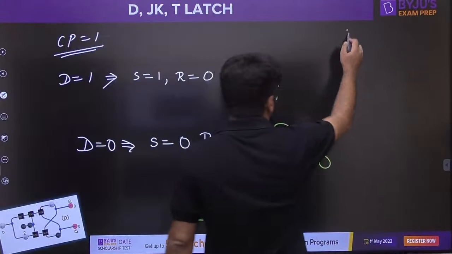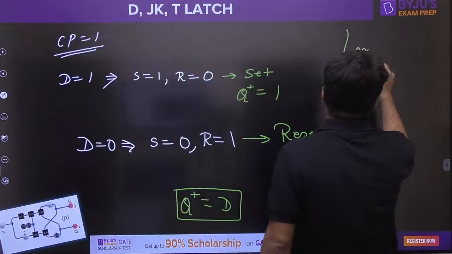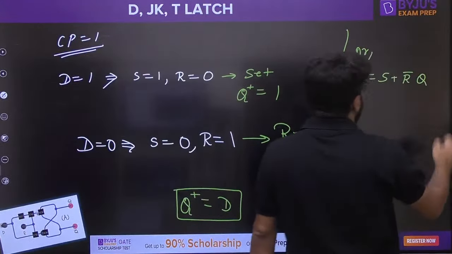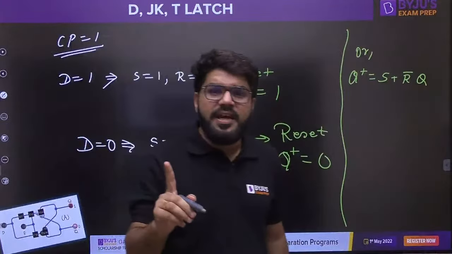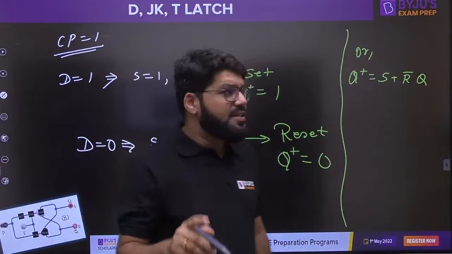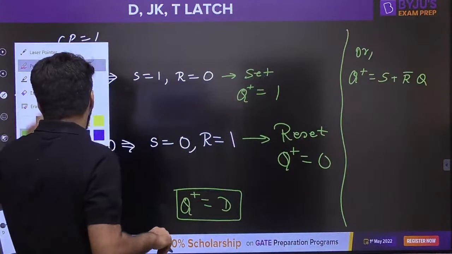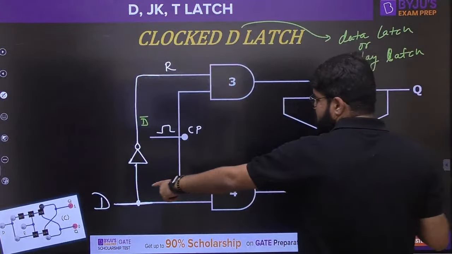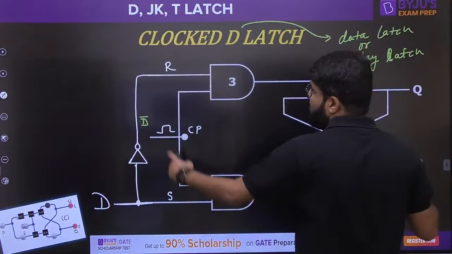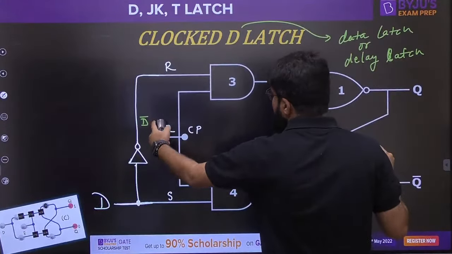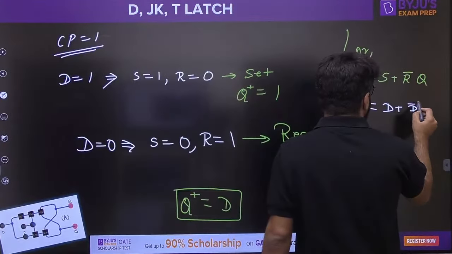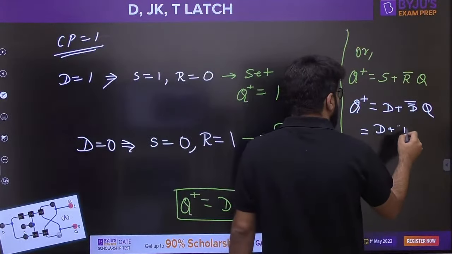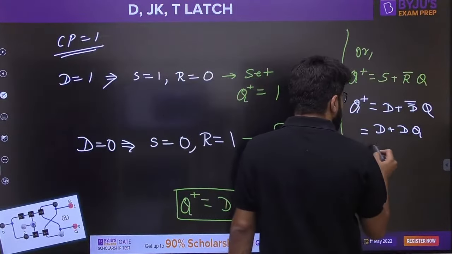Or you can try to understand it like this also. What is the Q plus next state equation we derived yesterday for the SR latch? Q plus equals S plus R bar Q. Now see what is the Q plus. S is equal to D, plus R bar. What is R? R means D bar, so R bar means D bar bar. Double complement will just cancel and you get D plus DQ.